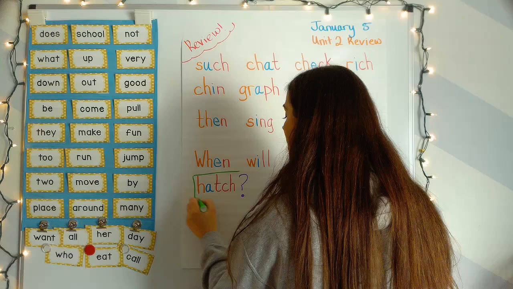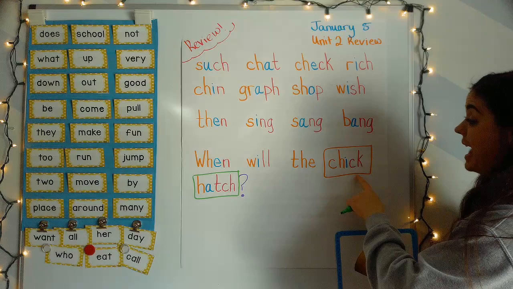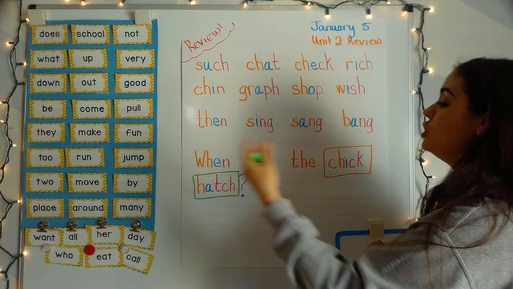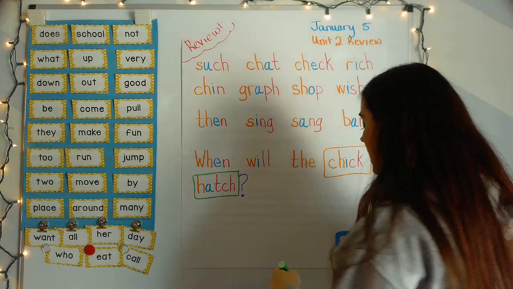And we have talked about how the verb is what the noun is doing. So if you were to see this and you know the chick is a noun, but you can't figure out the verb, what is the chick doing in this sentence? It's going to hatch. So that's another clue to let you know what the verb is.